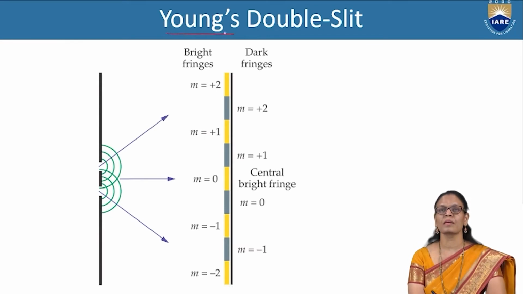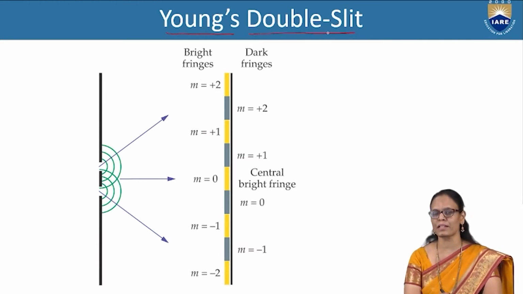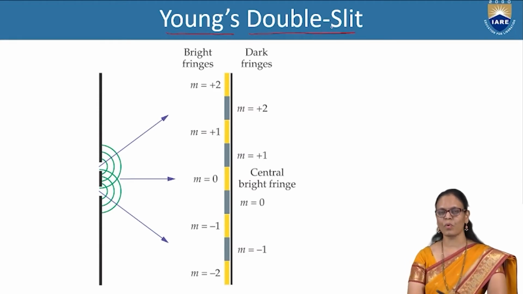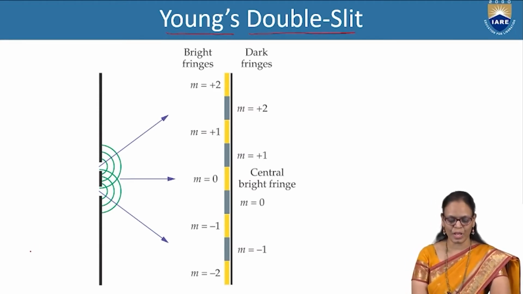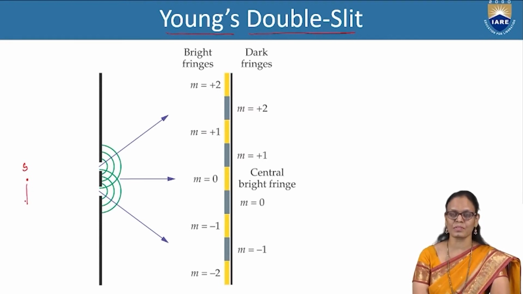Young. So it is named after the scientist Young as Young's double slit experiment because we are going to consider two slits here. We are calling it Young's double slit experiment. So what we have here is a source. This is a source S. We consider a monochromatic source.